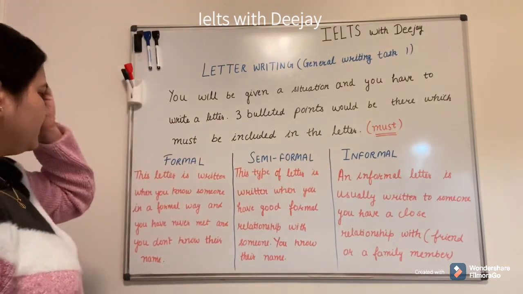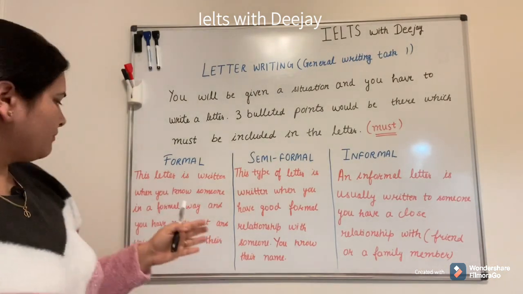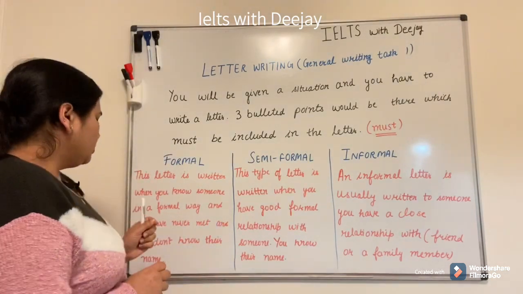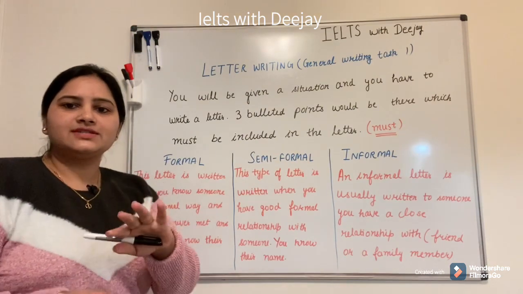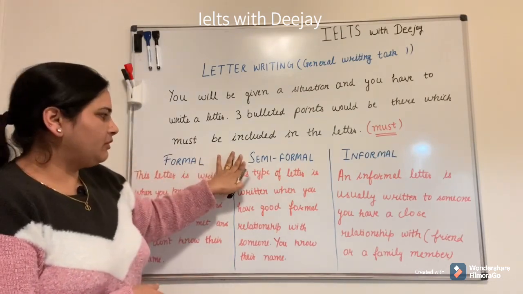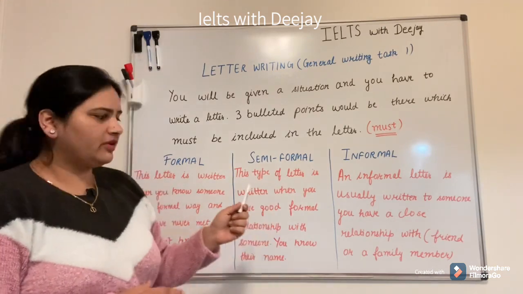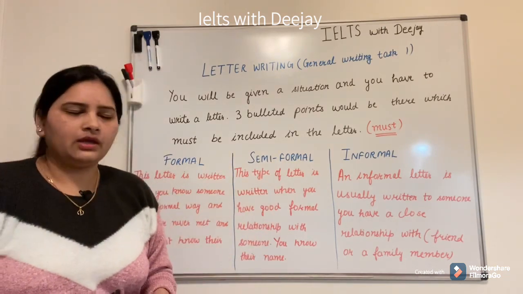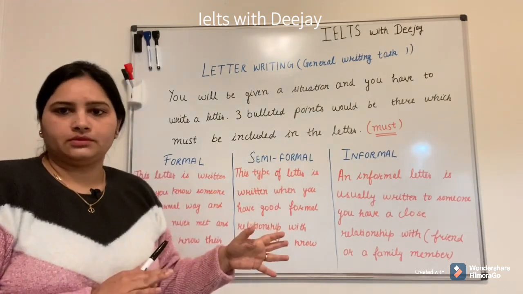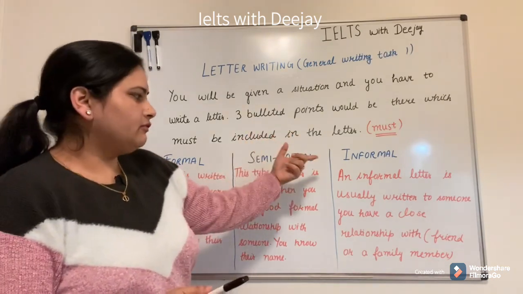The formal letter is written when you have never met the person and you just don't know anything about them. It is just a formal way of writing. The second one is semi-formal. We write these types of letters when we know someone in a good way, but the situation is formal. So there we use the semi-formal tone. The third one is informal.